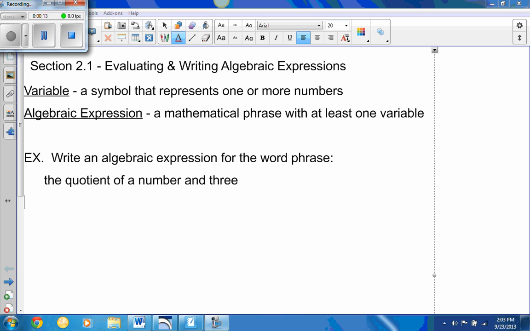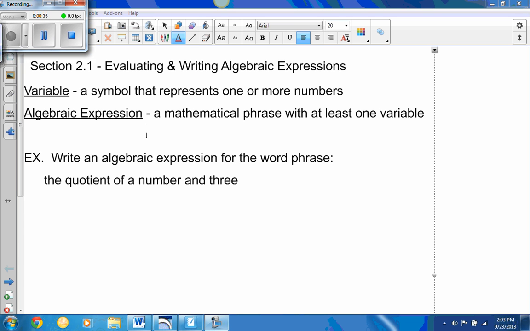So before we can start writing them, we need to understand a couple of the terms that go along with it. First of all, you have variable. We should all know what a variable is by now. It's a symbol that represents one or more numbers. It's your x, y, z, c that you're solving for. Your algebraic expression is a mathematical phrase with at least one variable.